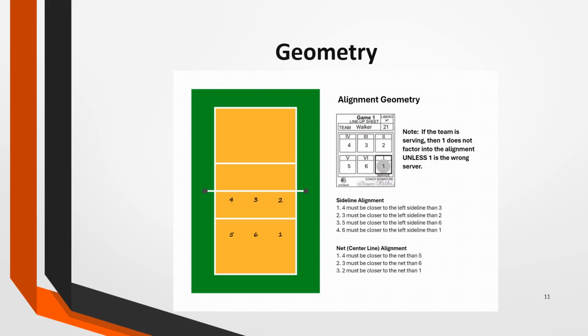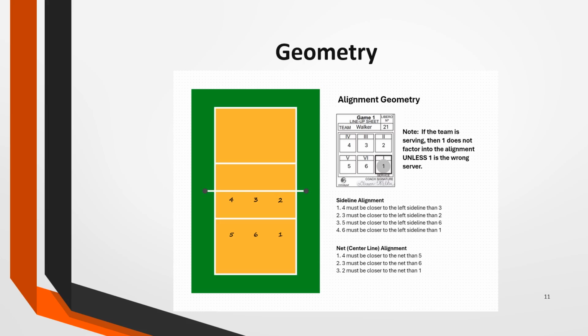You notice what we don't see here? We don't see here in the net center alignment rules where a back row player, say 5, cannot be closer to the net than 3 or 2. Or say that 6, who is our middle back, cannot be closer to the net than 4 or 2. Or 1, who is our right back, cannot be closer to the net than 4 or 3.